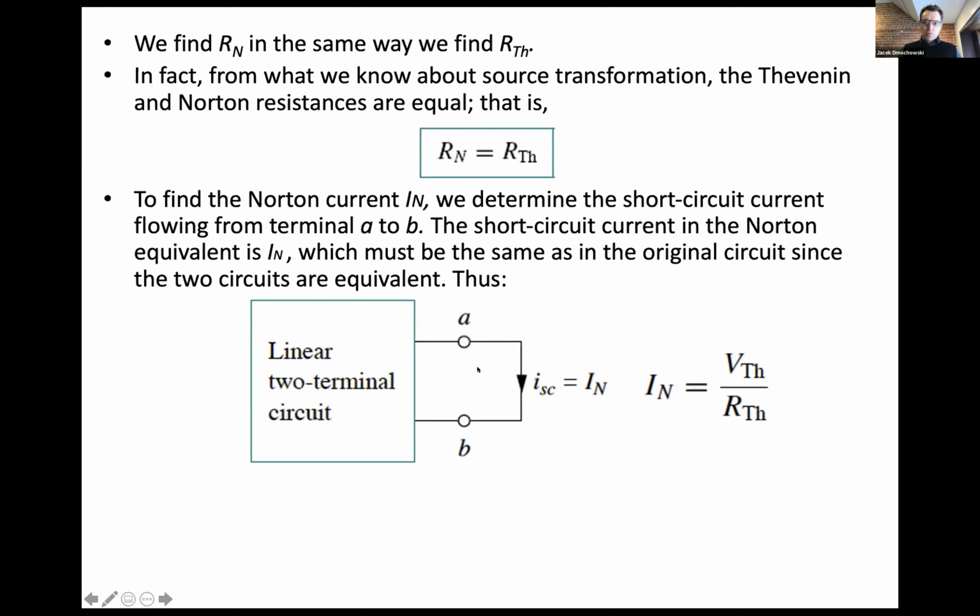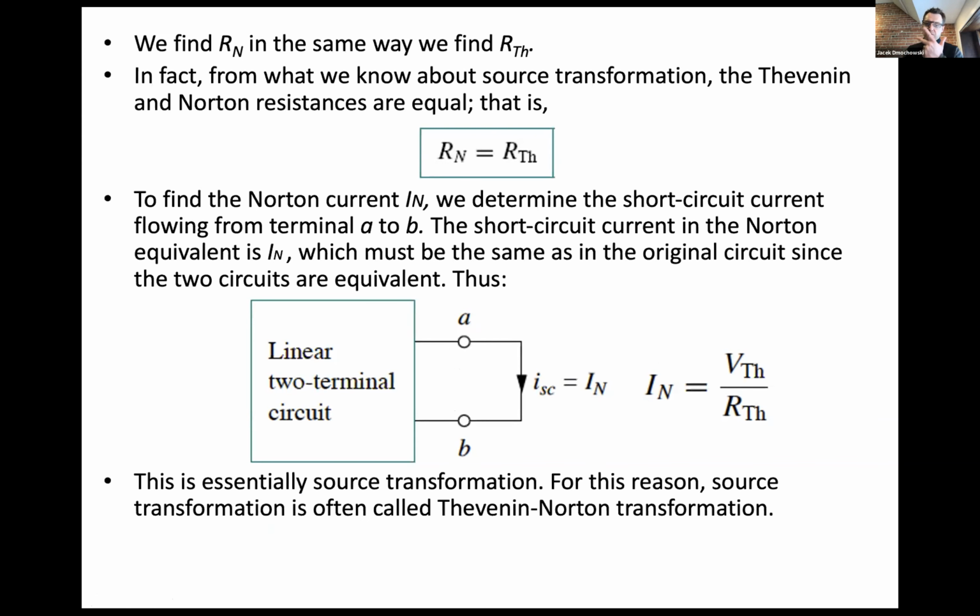Okay, so what you do here is you short circuit A and B. Now what that means is you just connect them with no resistance. And then you see how much current ends up flowing through your short circuit. And then another nice property is that the Norton current is always going to be equal to the Thevenin voltage divided by the Thevenin resistance.